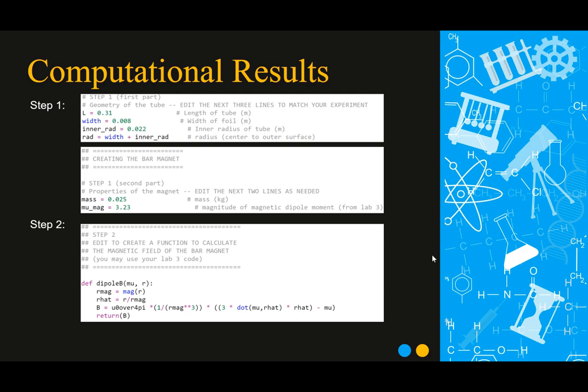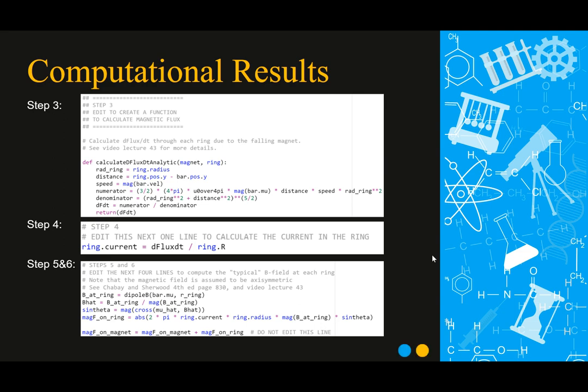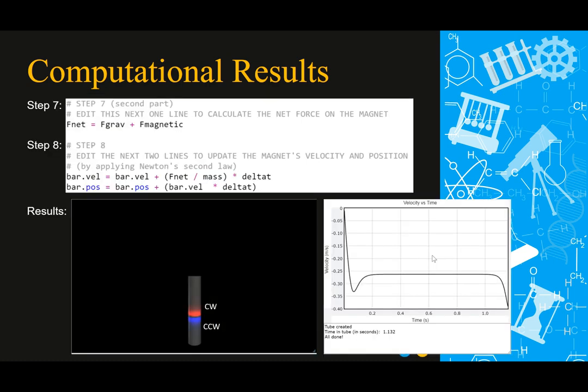First, the geometry of the tube was entered into GlowScript, then the bar magnet information, then a function to find the magnetic field of the bar magnet. Next, a function to find magnetic flux, the current in the ring, and the B field at each ring. Then the equation to calculate the net force, and finally, 2 lines to update the magnet's velocity and position.